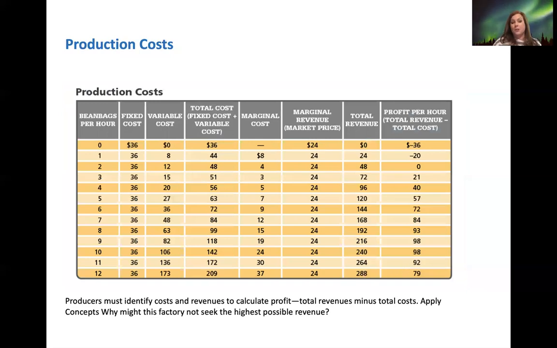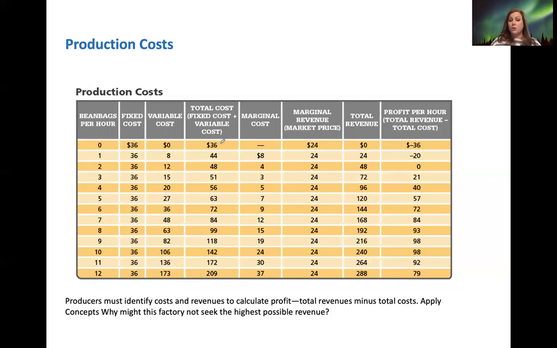So here's production costs. We've got a lot of numbers here. Fixed cost, you can see it's $36. That's probably rent. Variable cost, you can see this changes. This can be labor, this can be materials. We add them together and we get total cost.